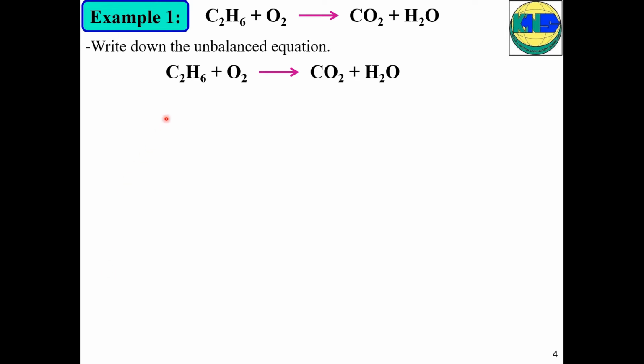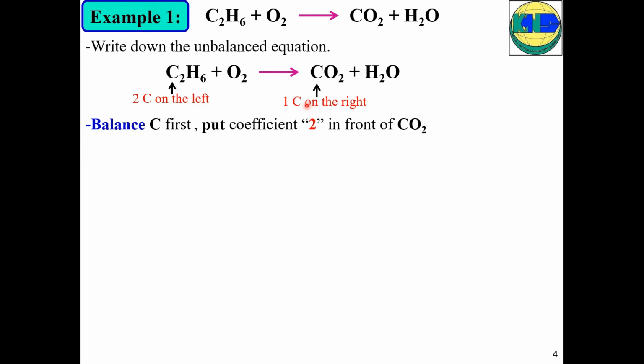By using the inspection method, we balance the given equation. First, write down the unbalanced equation: C2H6 plus O2 gives CO2 plus H2O. Balance carbon first. You have 2 carbons on your left and 1 carbon on your right. We balance the carbon by putting coefficient 2 in front of carbon dioxide.